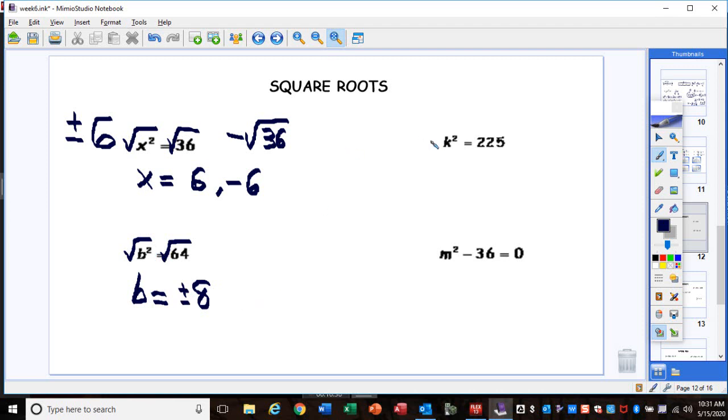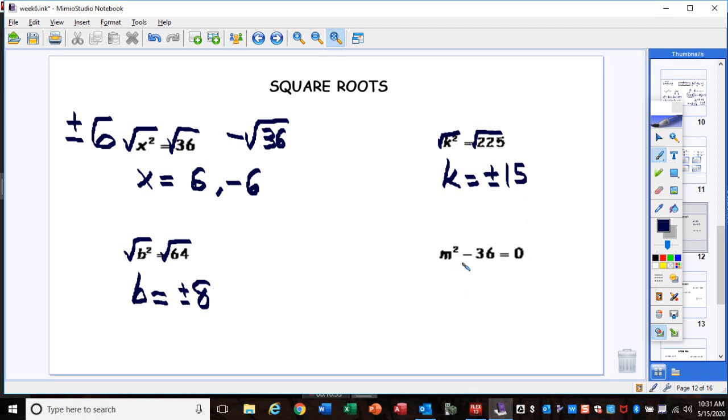Okay, same thing here. Speaking of k, take the square roots of both sides. All right, so k is equal to the positive and negative square root of 225, which is positive or negative 15.